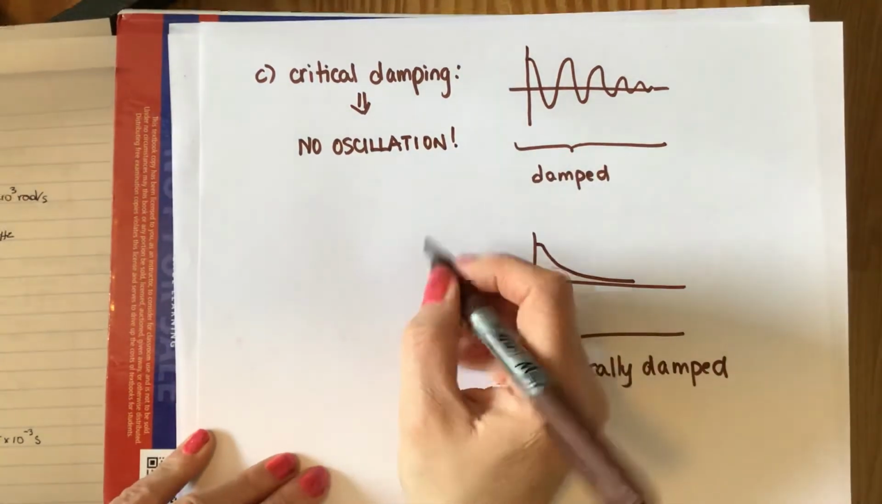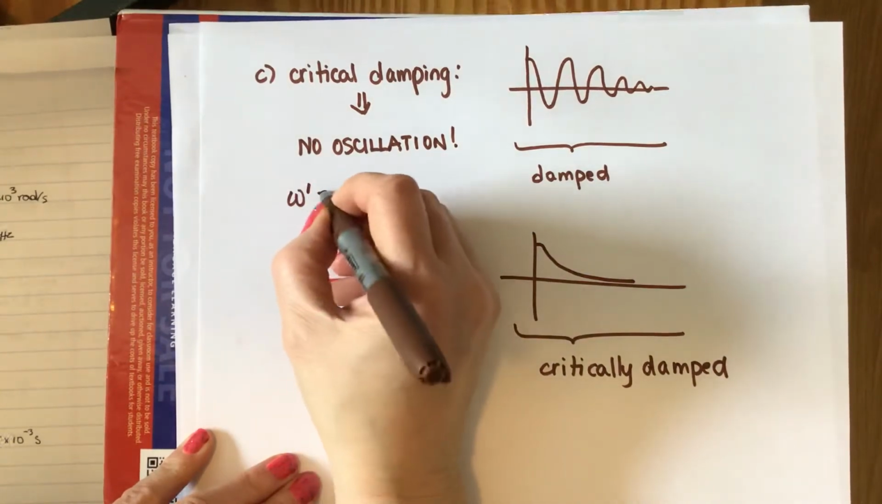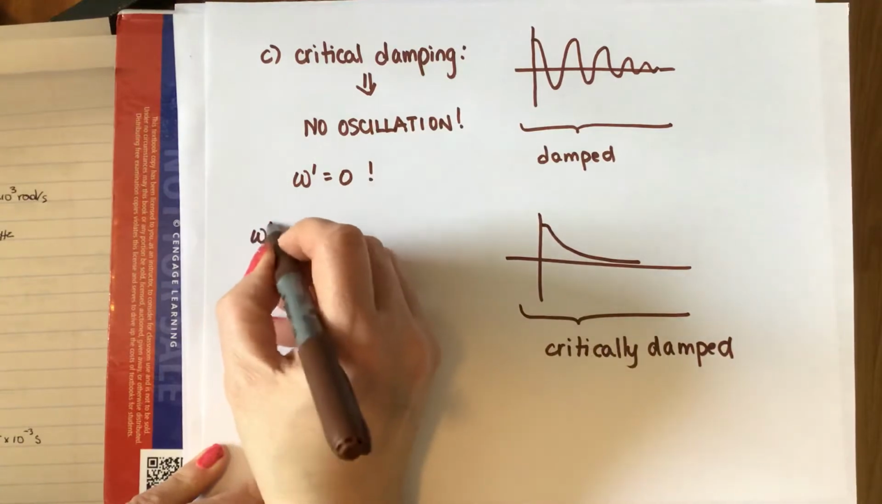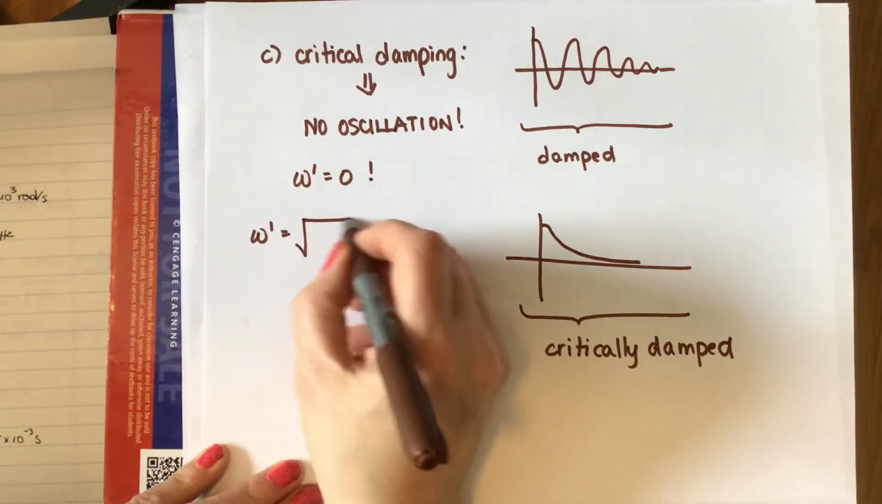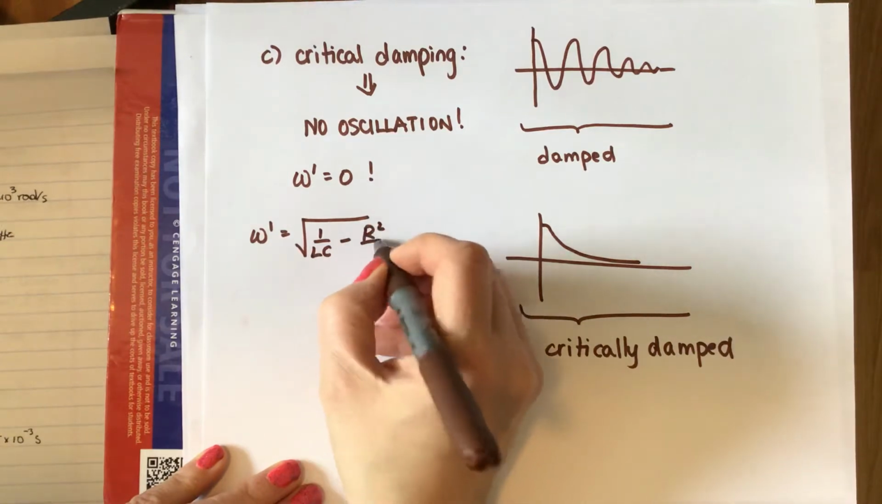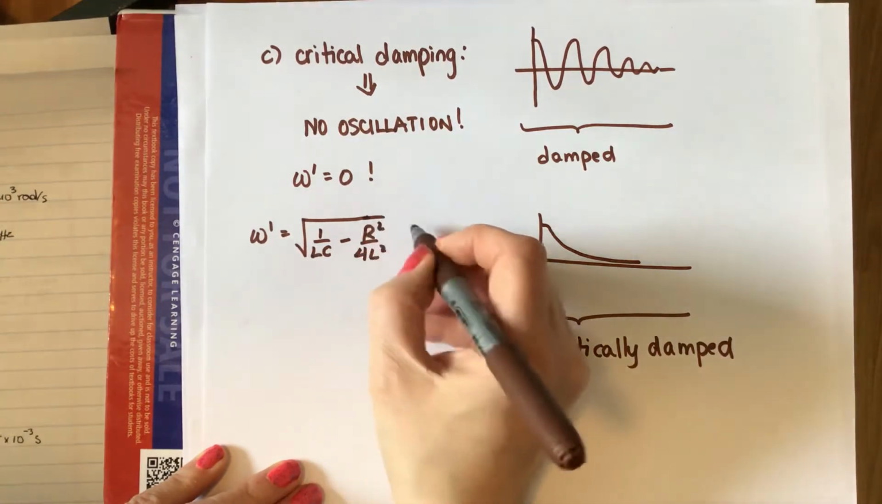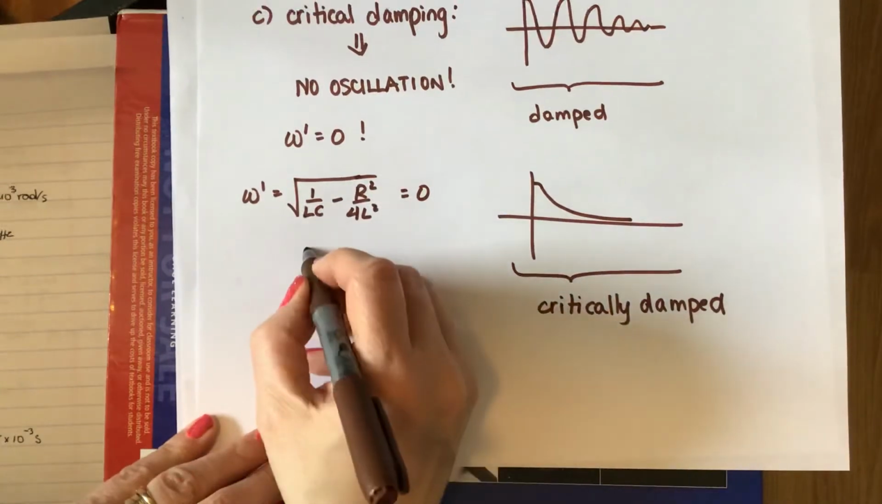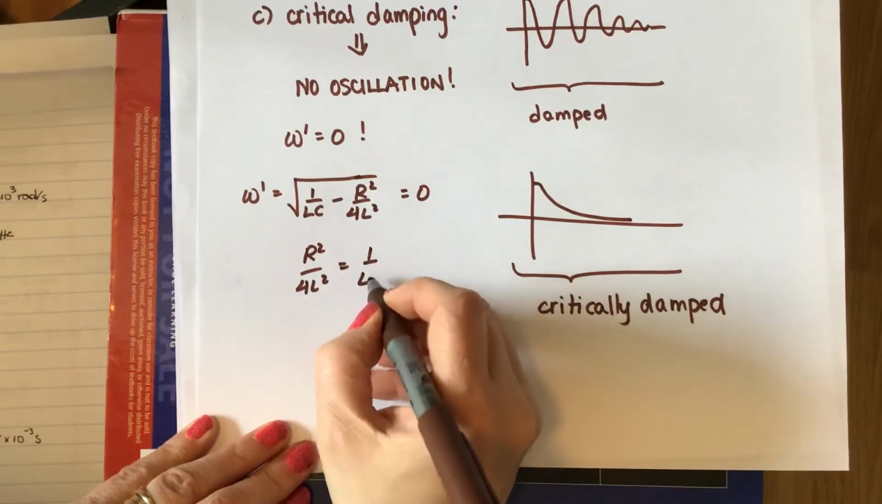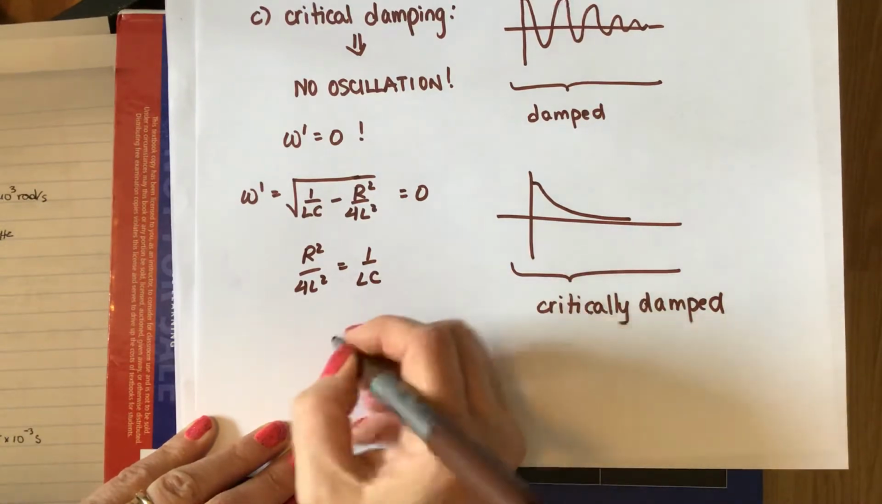What does no oscillation mean? It means the frequency of oscillation equals 0. So let's sort that part out. Omega prime is the frequency of oscillation. It's the square root of 1 over LC minus R squared over 4L squared. That's going to be equal to 0. So R squared over 4L squared equals 1 over LC. That's how we get that equal to 0.